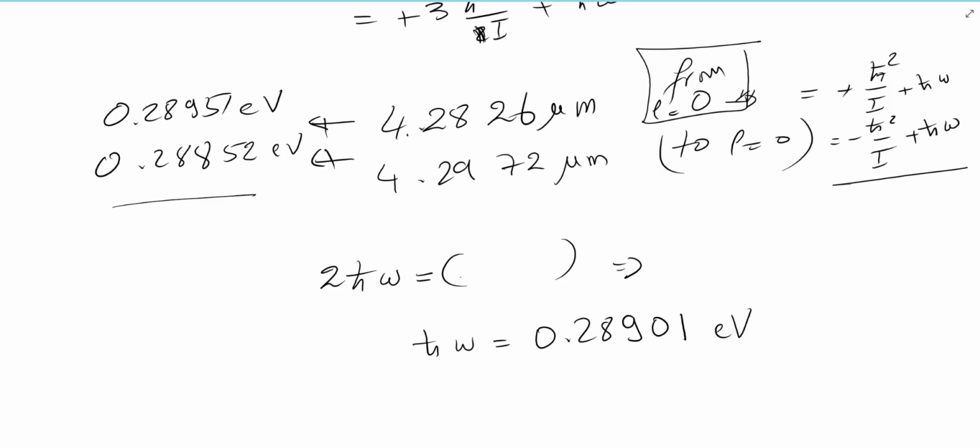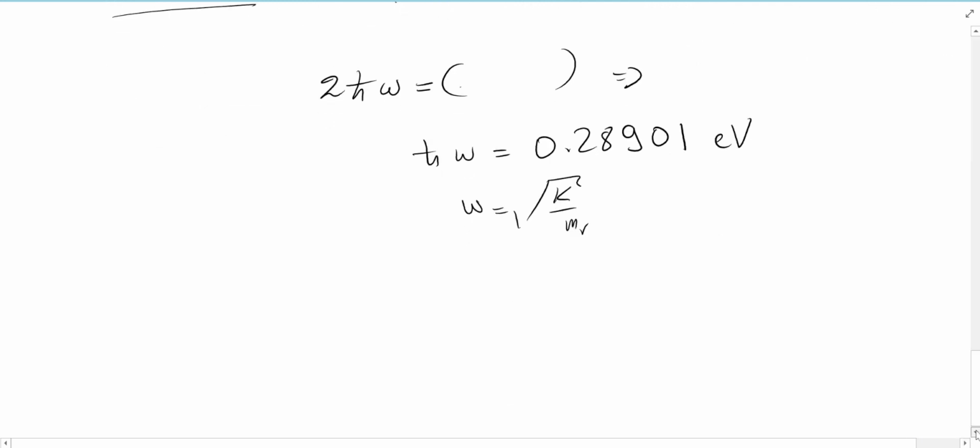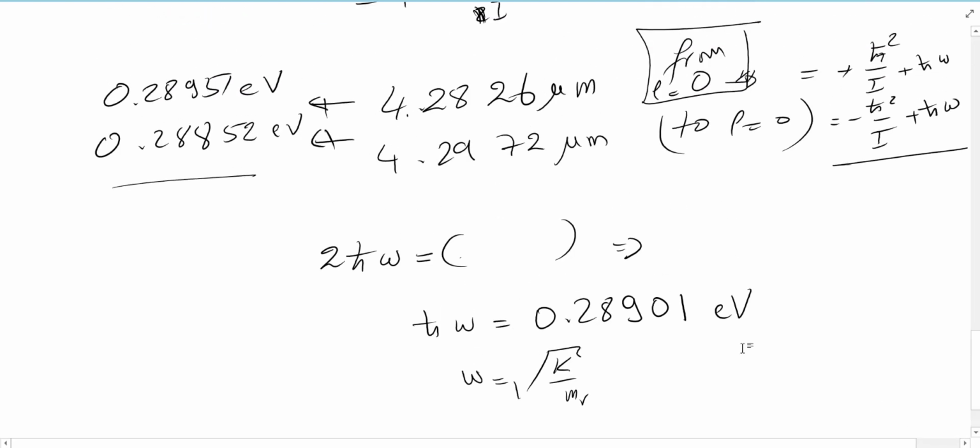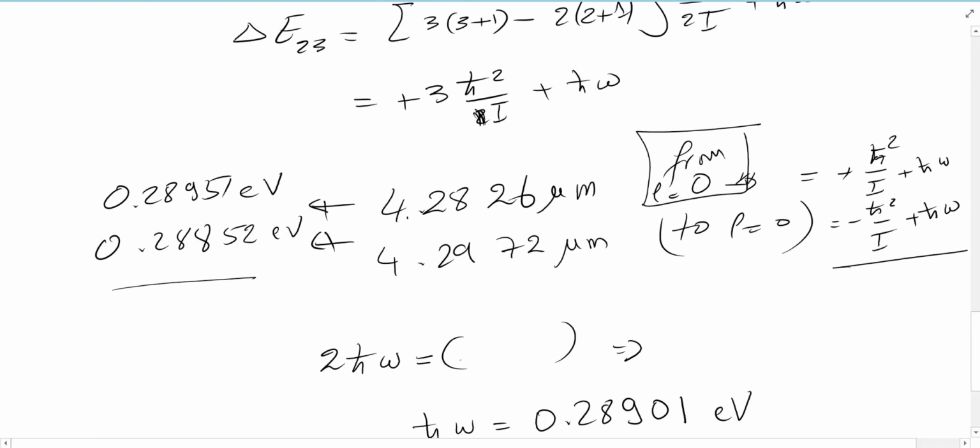By the way, remember that omega is equal to the square root of k over m_r, where m_r is the reduced mass. I know the book uses k prime, but I already distinguished that by using k_B for the Boltzmann constant, so we don't have to keep track of primes and unprimes. So, determine the molecule's moment of inertia I. We can find I by subtracting this equation from that equation, because h bar omega will cancel, and we'll have 2 h bar squared over I equal to the difference between these two quantities.